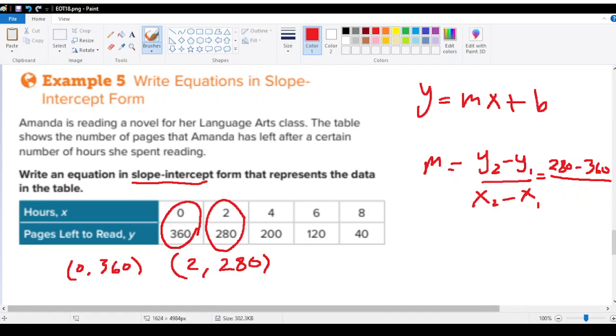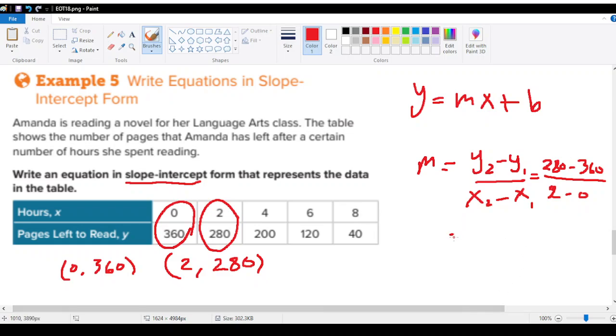Over 2 minus 0. Okay, so 280 minus 360, how much? Can you use the calculator? 120. Minus 120 over 2 minus 0. How much is 2 minus 0? 2. Okay, can you divide them?